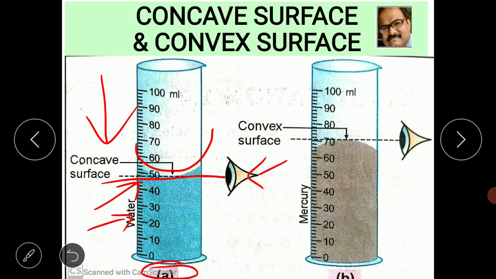So, to avoid this, we keep our eyes as it is shown in the picture, and we read the level through the dotted line. So, that will be the reading without any error. And some liquids, for example mercury, do not wet the sides of the graduated cylinder, and they form a convex surface, that is bulging up.